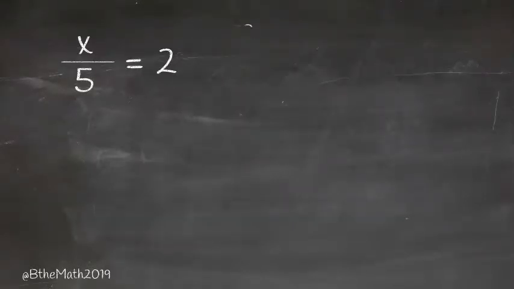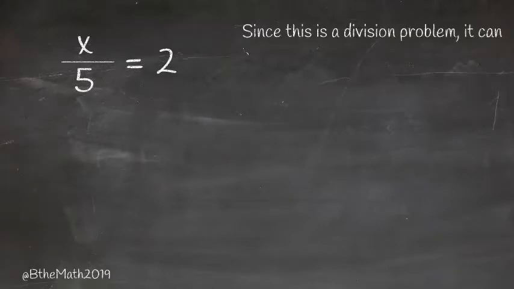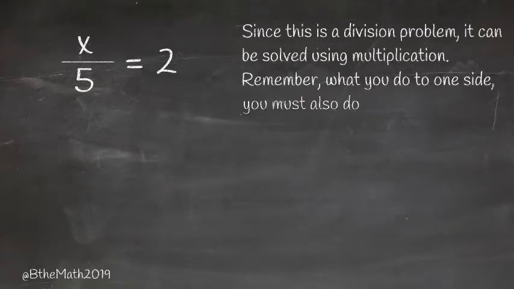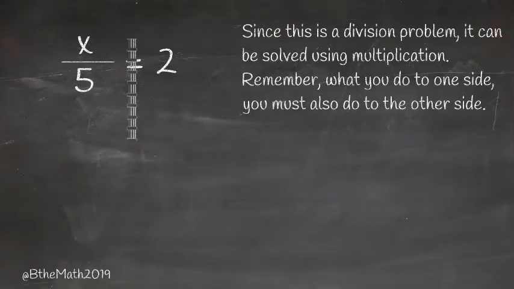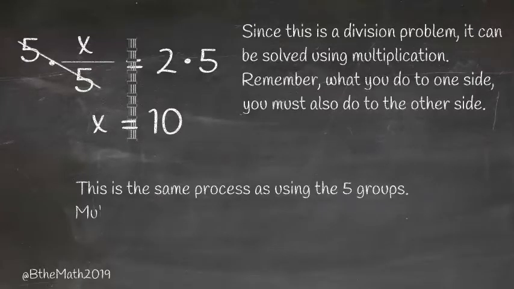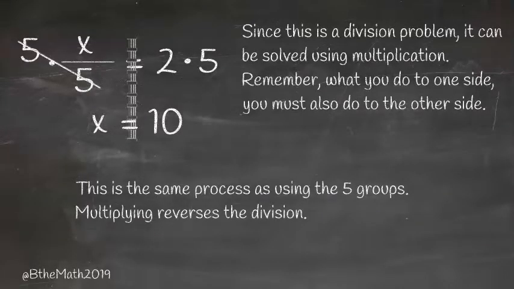Since this is a division problem, we can use multiplication to solve it. Remember, what you do to one side, you must also do to the other. So we multiply both sides by 5. Our 5's on the left cancel, leaving x, and 2 times 5 is 10. It's the same process as using the groups. Multiplying reverses the division.